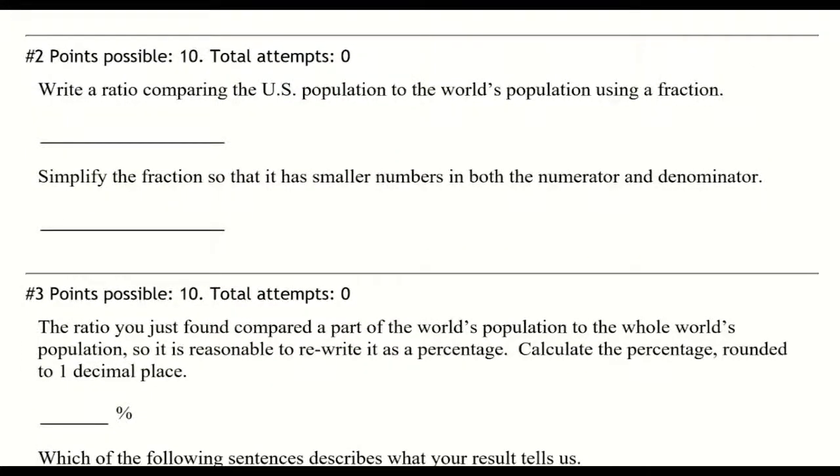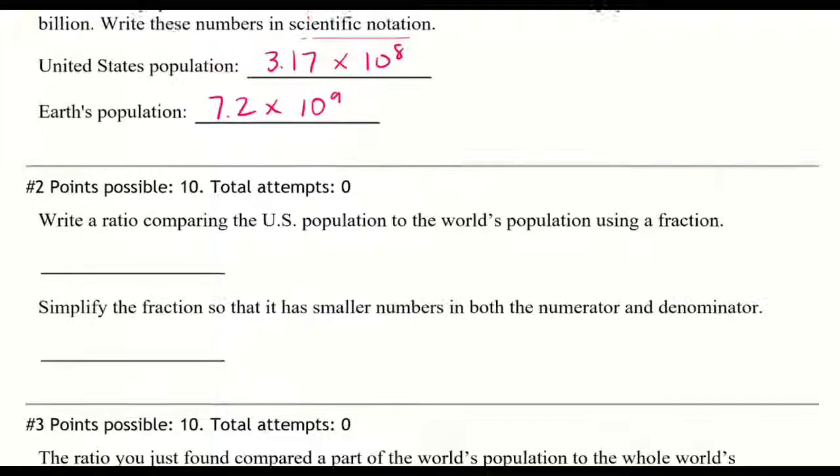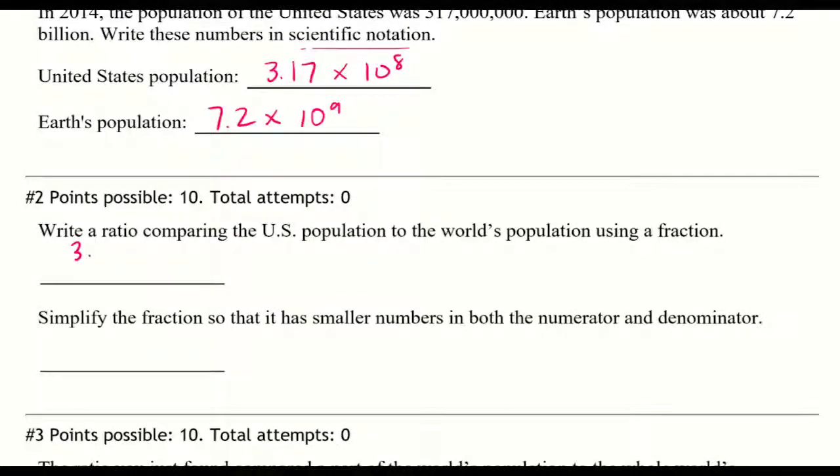Remember, ratio is just like a fraction, so we can compare the two populations using a fraction. We would use the US population and then divide it by the world's population. So I would take 3.17 times 10 to the 8th, divide it by 7.2 times 10 to the 9th.